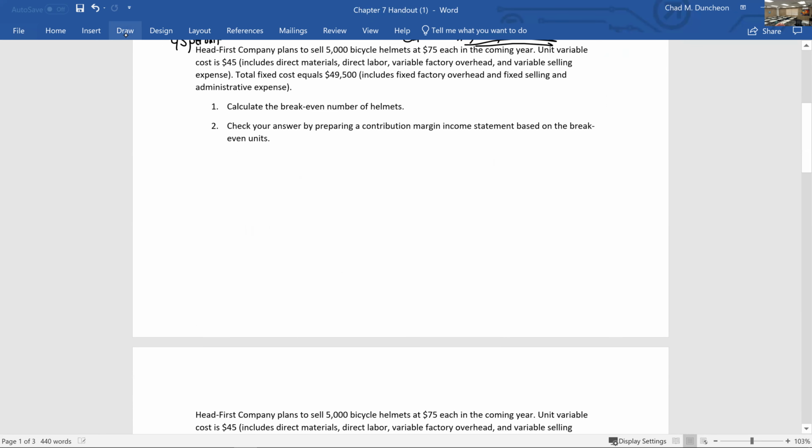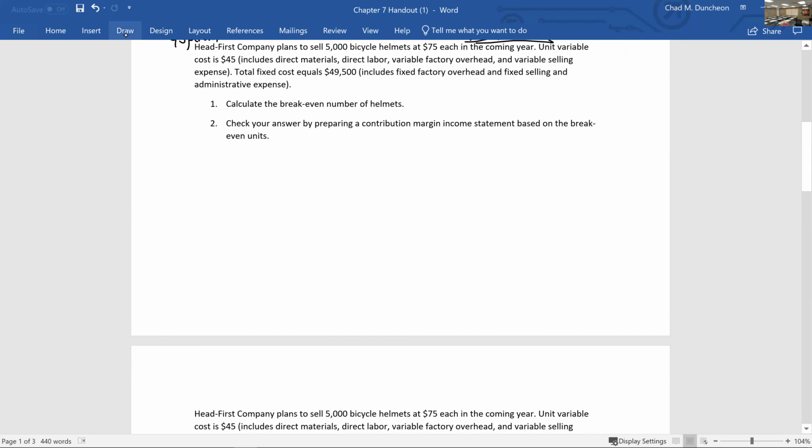All right, so Head First company plans to sell 5,000 bicycle helmets at $75 each. This gives us the same thing. Unit variable cost is $45. Total fixed cost is 49,500, which is what we just calculated. Calculate the number of break-even points in helmets.